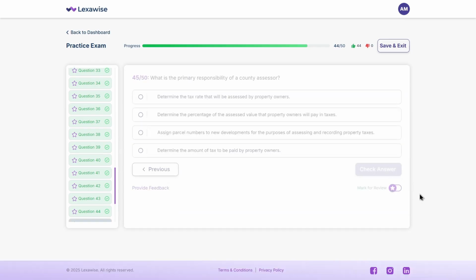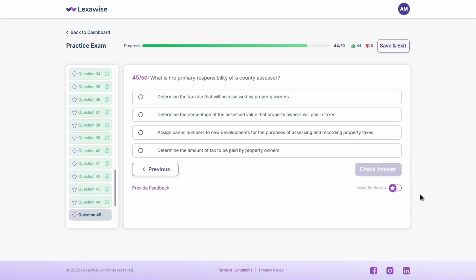Next, what is the primary responsibility of a county assessor? A. Determine the tax rate that will be assessed by property owners. B. Determine the percentage of the assessed value that property owners will pay in taxes. C. Assign parcel numbers to new developments for the purposes of assessing and recording property taxes. D. Determine the amount of tax to be paid by property owners. Think it through.